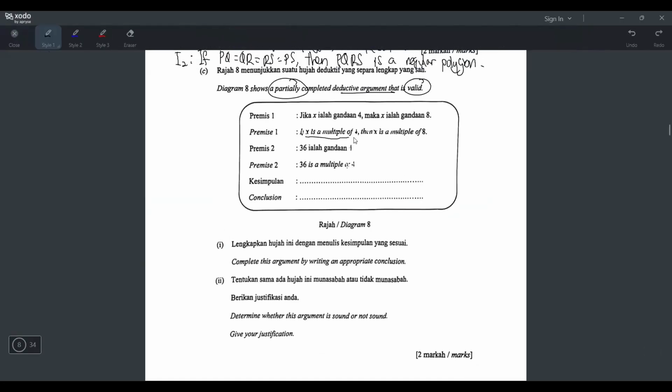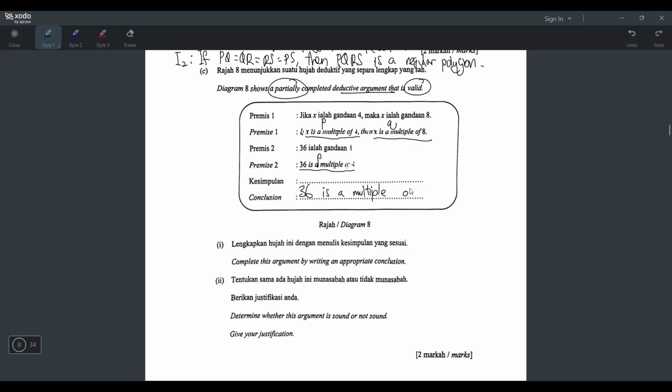So let's underline this. If x is a multiple of 4, then x is a multiple of 8. So this must be the P, this must be the Q. And then premise 2, they mention P, right? But they change the x to 36. So x is a multiple of 4, but instead now they write 36 is a multiple of 4. So they are trying to make P true by saying 36 is a multiple of 4. Then the conclusion must be that Q is true, which is x is a multiple of 8, but the x they changed to 36, so I also have to change to 36, and then it is a multiple of 8, right?